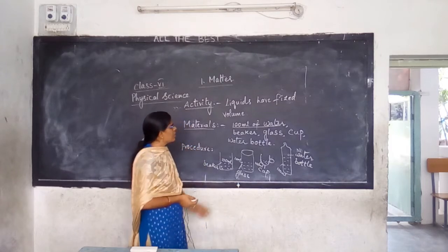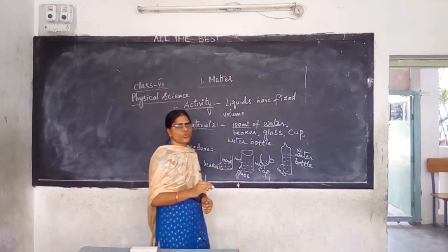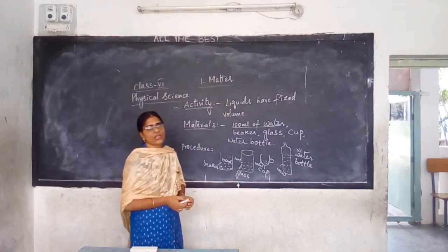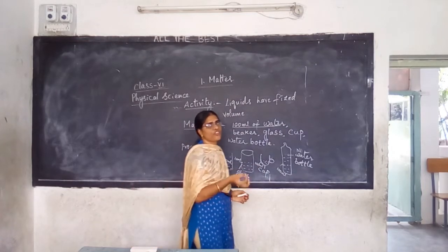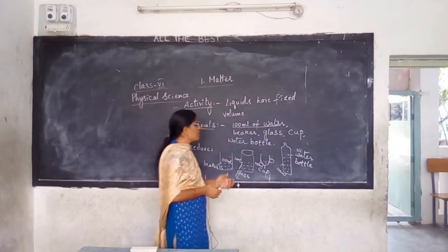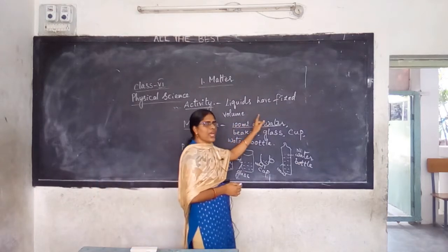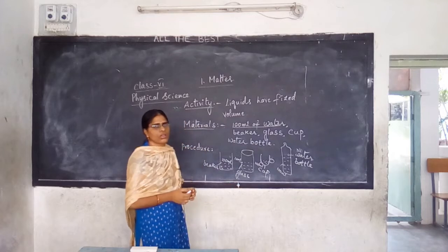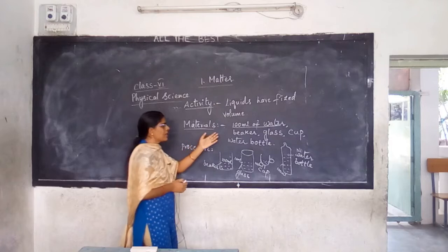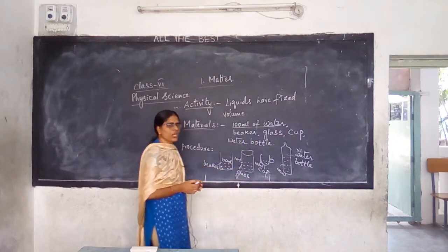Follow, children? Liquids have fixed volume, but the shape will depend upon the container in which you are filling the liquid. Understood? First our activity is, do liquids have fixed volume or not? Next, we take the materials: 100 ml of water, beaker, glass, cup and a water bottle.